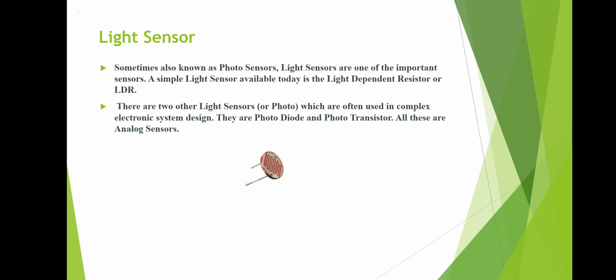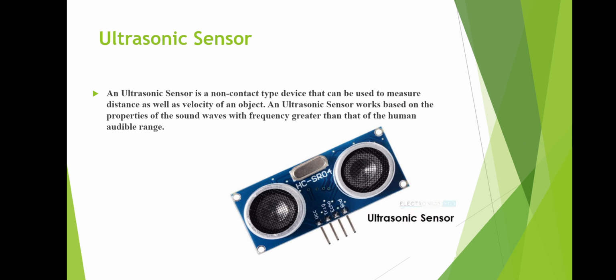Then light sensors. Light sensors are also known as photosensors. It is an important sensor for applications. The light sensors available today include the light dependent resistor or LDR, photodiode and phototransistor. The light sensor is an analog sensor.